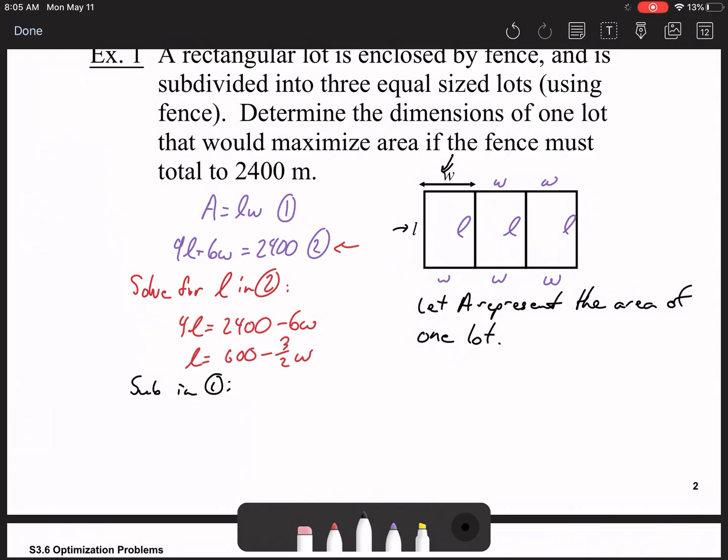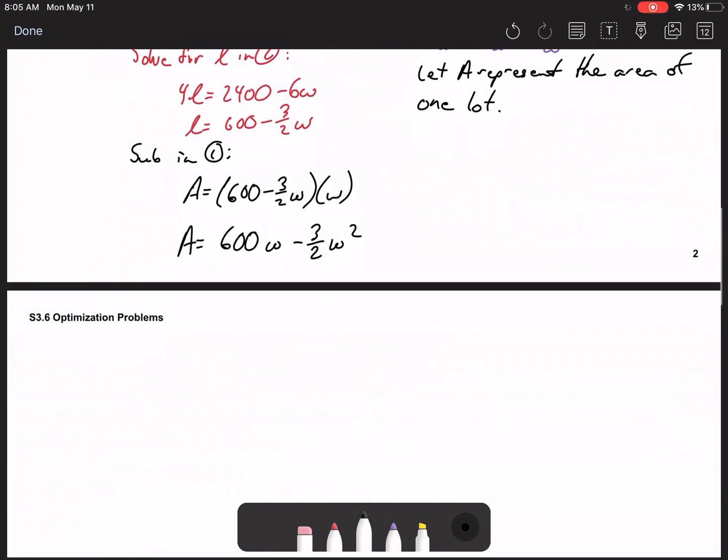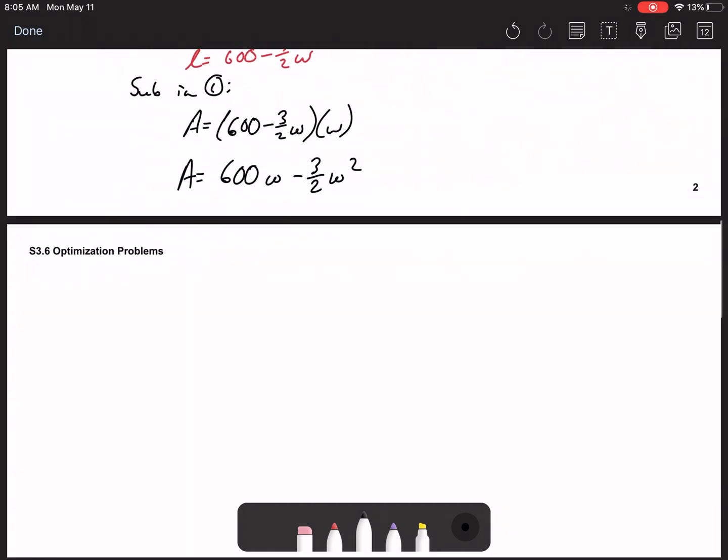So that'll give me an area that is 600 minus 3 over 2 W times W, which I'm going to simplify to 600W minus 3 over 2 W squared. So this is the function I want to maximize. I want to find the maximum area here. So to maximize the area, I need the derivative.